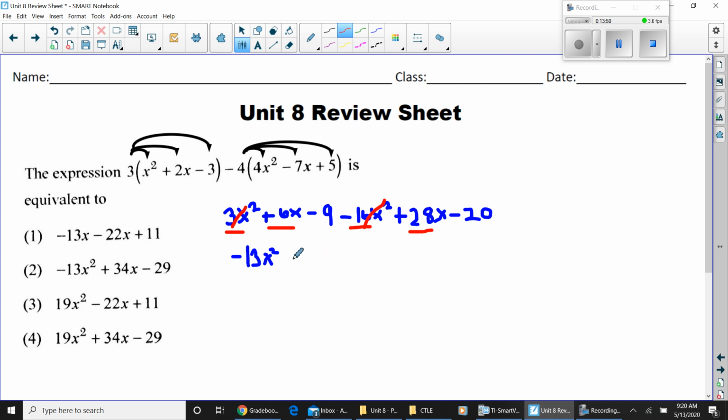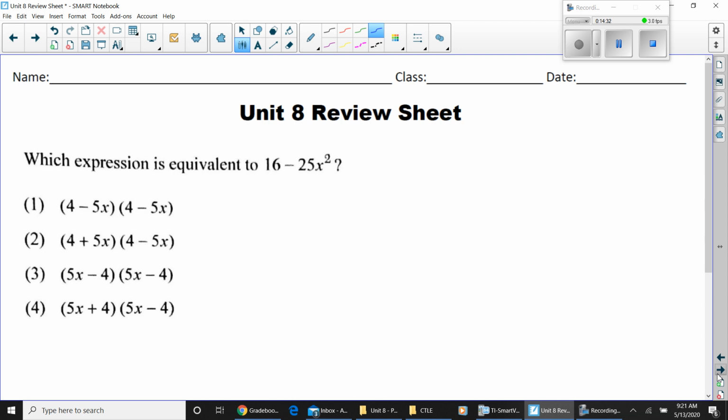So I have 28, positive 28 plus 6. It's okay to count on your fingers. 34x, or just use your calculator. That's easy enough though. Cancel them out. And negative 9 minus 20, if you don't know that, please use your calculator. Simple numbers like that. Negative 13x squared plus 34x minus 29 is your answer. Hopefully you did get that. On to the next one.